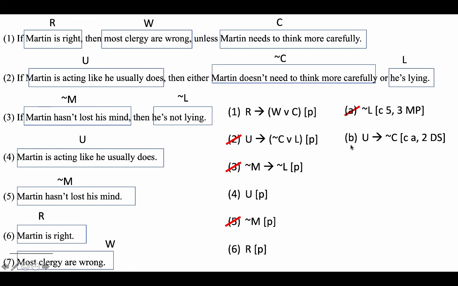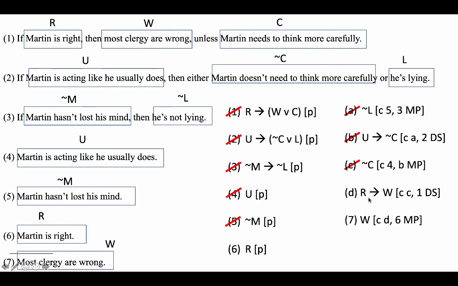And I just used 2 and A to get there, so I cross those out. I now have U, then not C. Well, over here I have U, right? So I can combine U with U gives me not C and get not C, and that's a conclusion from B and 4. And now I have not C. What can I do with that? Well, R is going to give me W or C, but I know it's not going to give me C, which means R must give me W. So I can conclude R then W from 1 and C. And now I have R then W, and I have R right here, which means W must be right. And I got that from R then W and R, so I cross those out, and that's the conclusion.